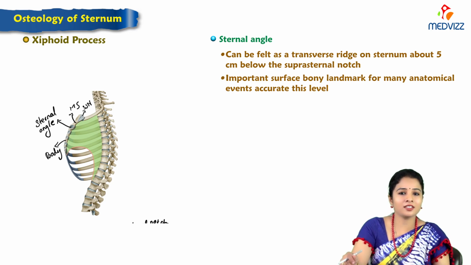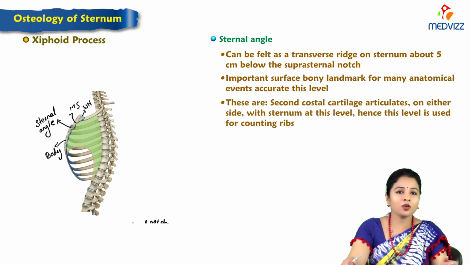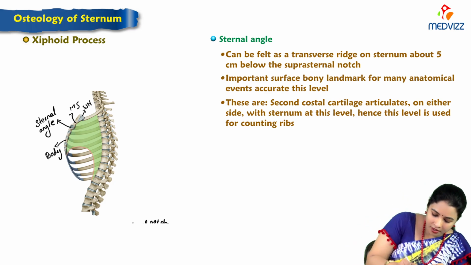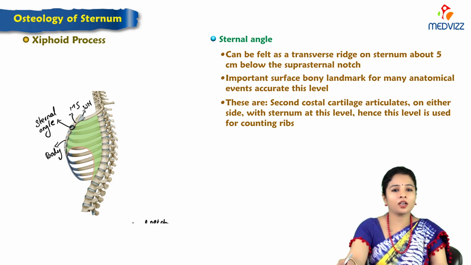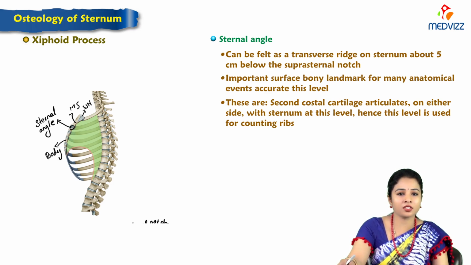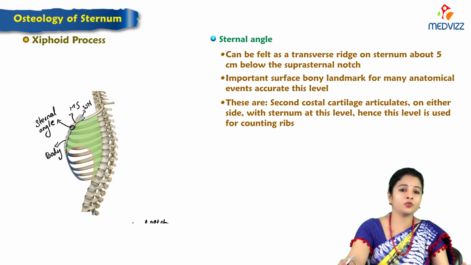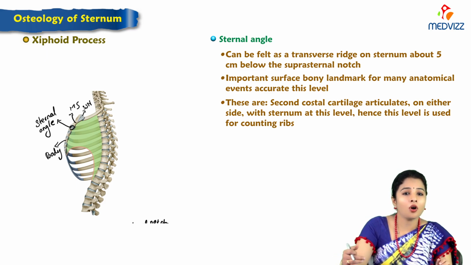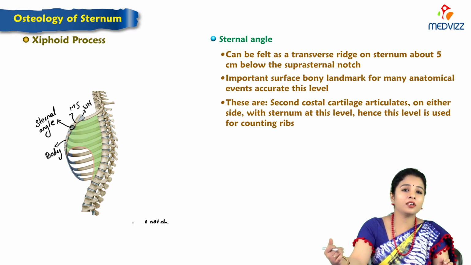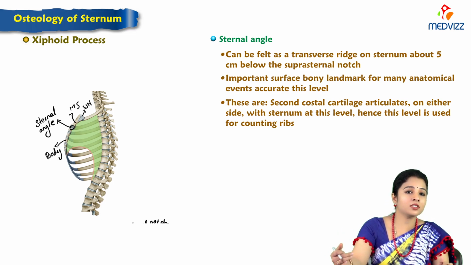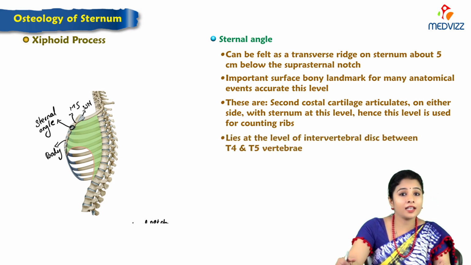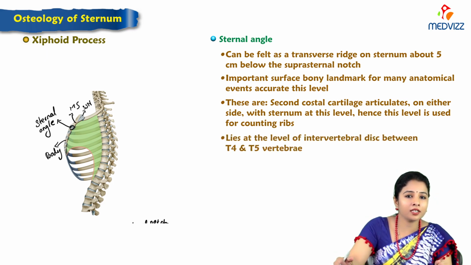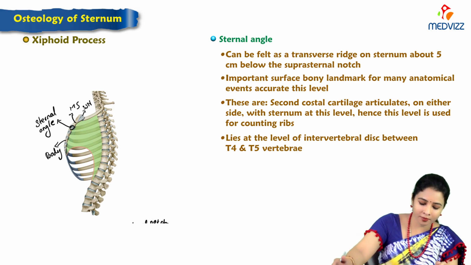The structures related here are, first, the second costal cartilage, which articulates on either side with the sternum. Here is the facet for the second costal cartilage on either side of the sternum. Hence this level is used for counting the ribs, and the first rib cannot be palpated because it is present below the clavicle. So surgeons often start counting the ribs from the second rib onwards, that is from the sternal angle onwards. It lies at the level of the intervertebral disc between T4 and T5 vertebrae.